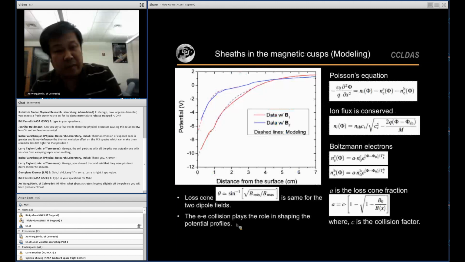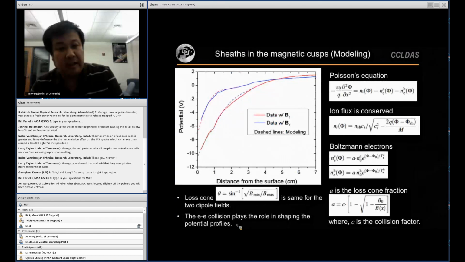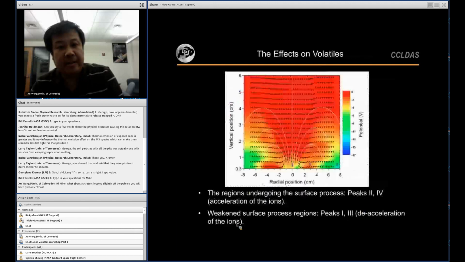And so the loss cone for those two dipole fields is supposed to be the same because the B min, B max is the same. Then we should expect the same surface potential, but we see a difference. The blue one is much more positive. We think that's because of the collision. So electron collision in the cusp is much more significant, and we put that factor into the loss cone fraction, and we did the modeling. It agrees well with the data. Next, please.